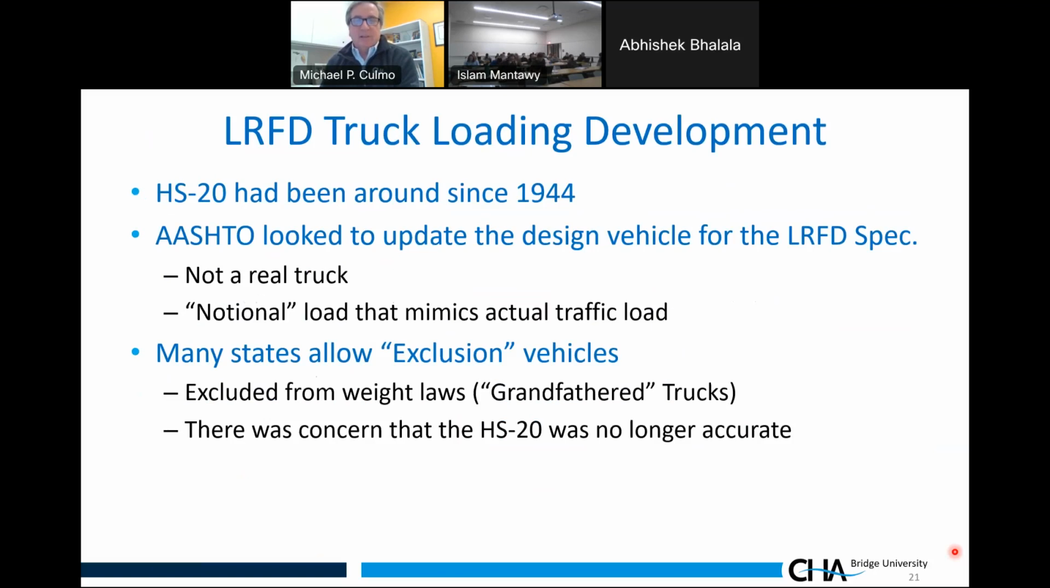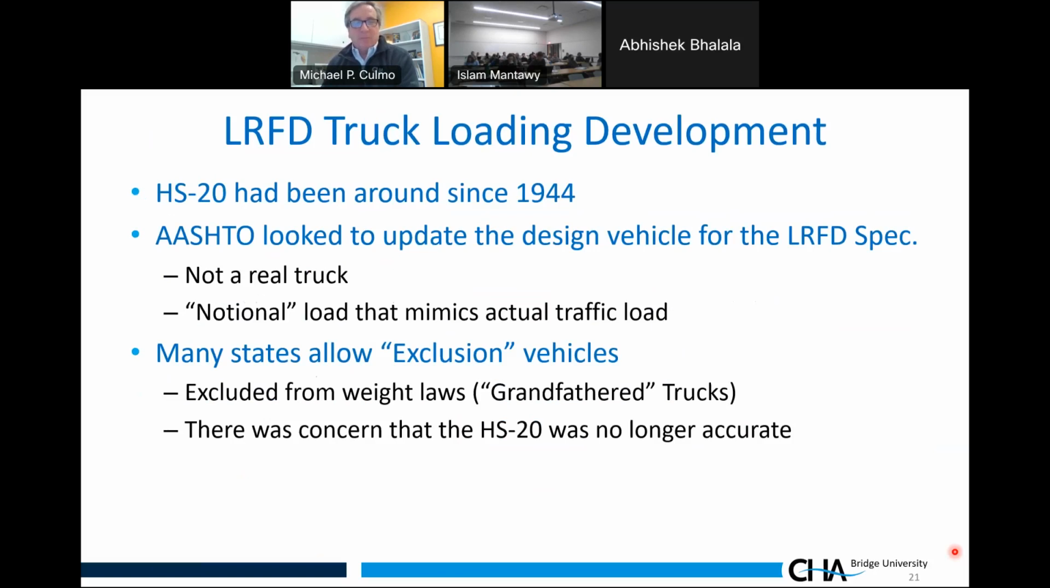The key thing is the design vehicle, again, as I mentioned before, is not a real truck. It's a notional load that mimics actual traffic. The reality is the HL93, only one HL93 truck, as far as I know, exists. Federal Highway actually built an HL93 truck, and they have it at their research lab in Virginia. It is a notional truck. It's not a real truck, but it mimics actual traffic.